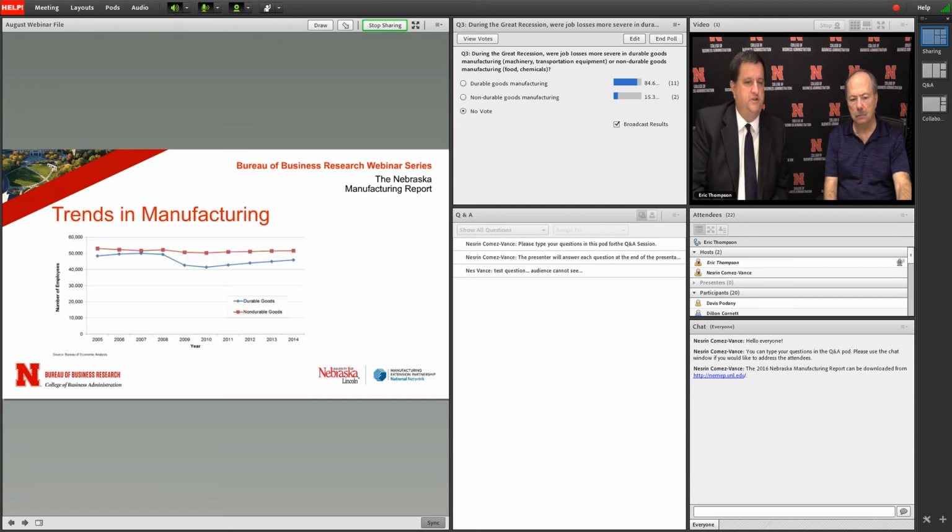To answer our poll question, this shows where the job losses were, durable and non-durable goods. As you can see there, the non-durable goods, food processing, chemicals, and pharmaceuticals, stayed fairly steady during the 5-year period and the 10-year period, but we had a big loss in durable goods manufacturing, especially during the Great Recession, 2007, 2008, 2009. So that's where our job losses have been concentrated, and congratulations to the audience, you nailed it.